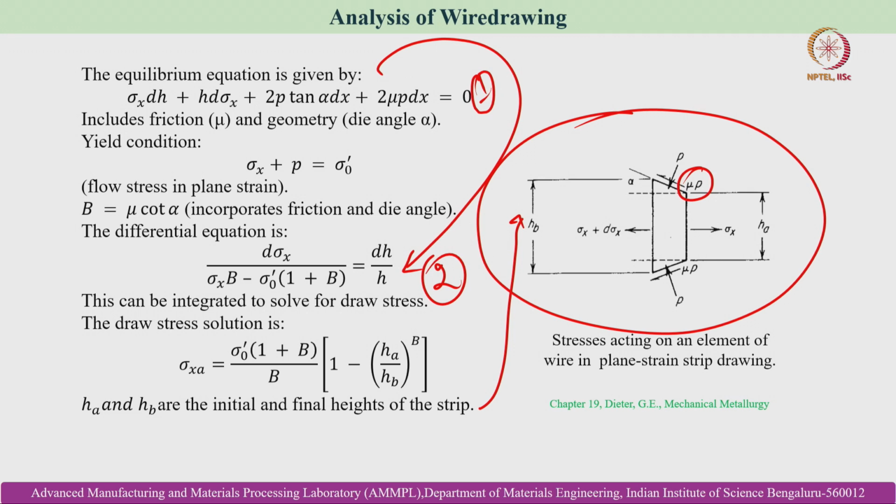Here you can see that it is slightly mistaken, so please correct it. Here HB is the initial height of the workpiece and HA is the final height of the workpiece, as you can understand from this schematic drawn over here. So, the reduction of the height of the workpiece or the strip is happening from HB to HA by the wire drawing process.